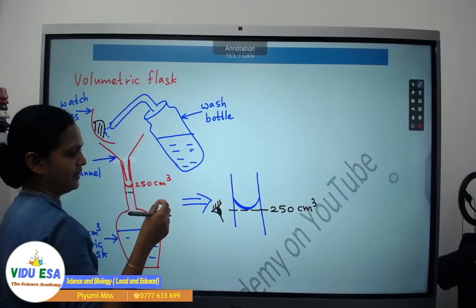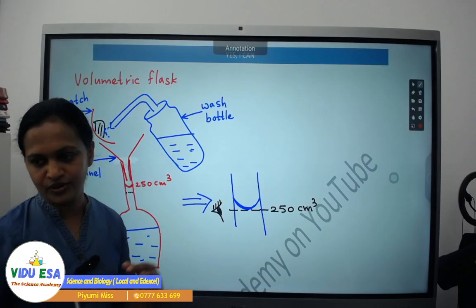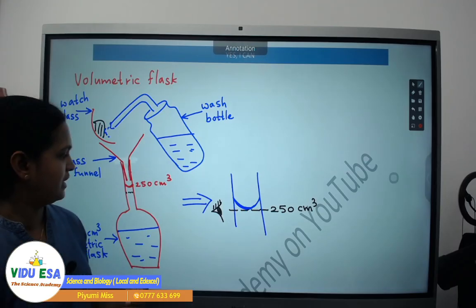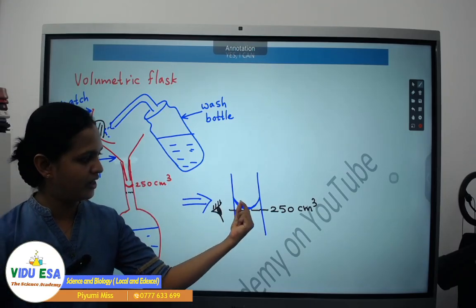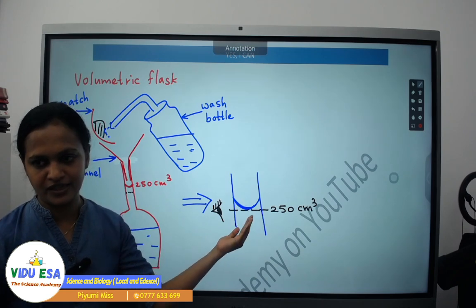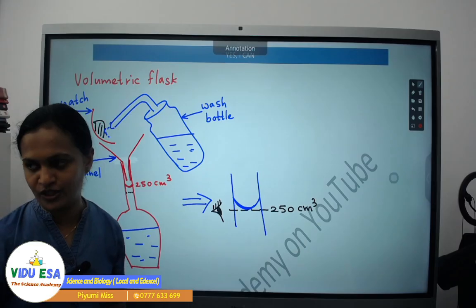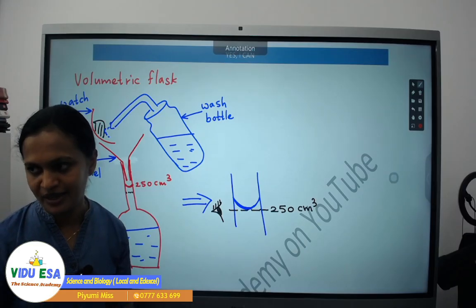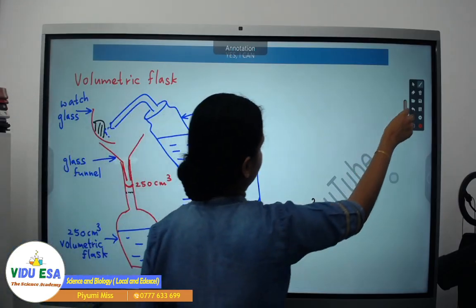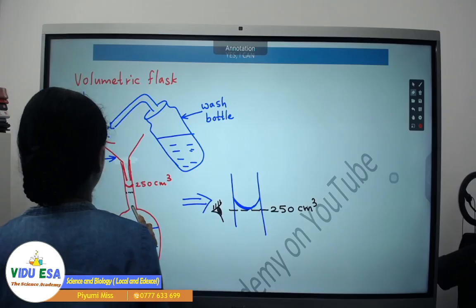Then you can use a dropper. You can add distilled water dropwise until the lower meniscus of the liquid comes in contact with this 250 cubic centimeter mark. Am I correct? So once you do this at school, you will get the proper experience.